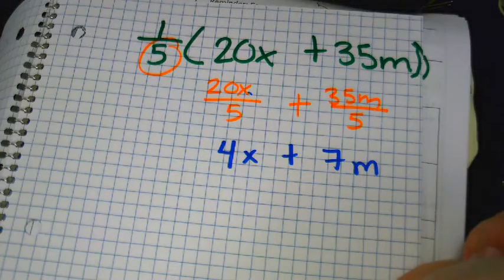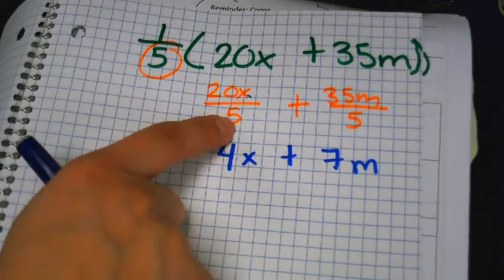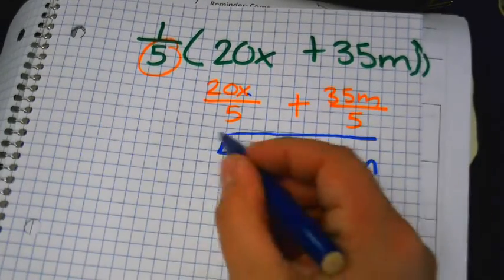Now, of course, this is way easier if you know your multiplication table. You might be saying, how in the world does she get 4? Well, 20 divided by 5 is 4. 35 divided by 5 is 7. And that's our final answer.